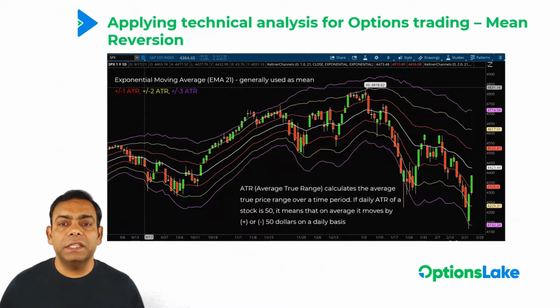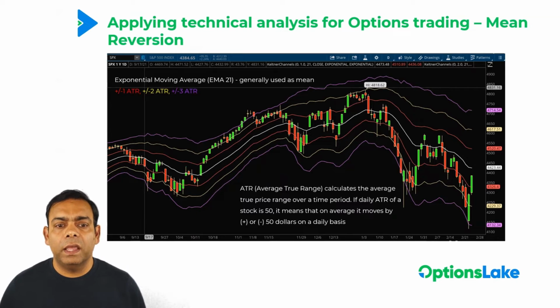Let's look at another chart. This is a mean reversion example. The white line in the middle is the 21-day exponential moving average, which is also referred to as the mean by most technical analysts. The red, yellow, and purple channels above and below the white line indicate plus or minus 1, 2, and 3 ATRs.